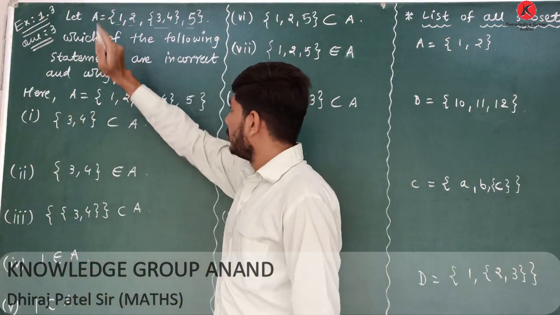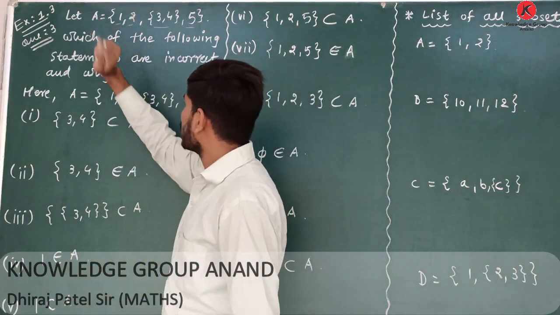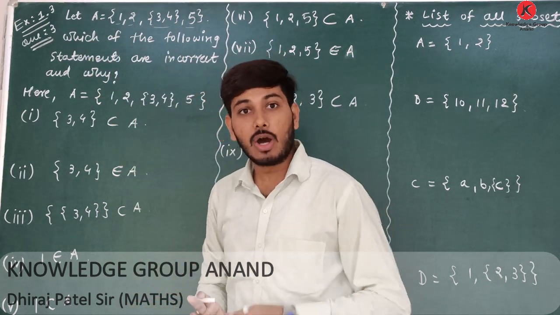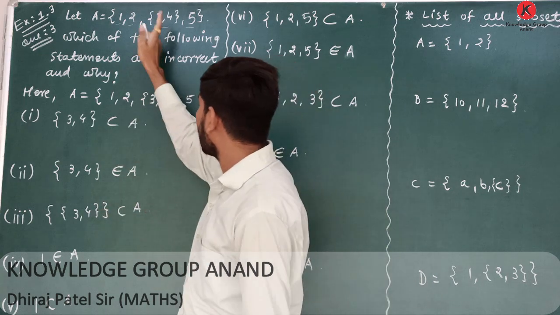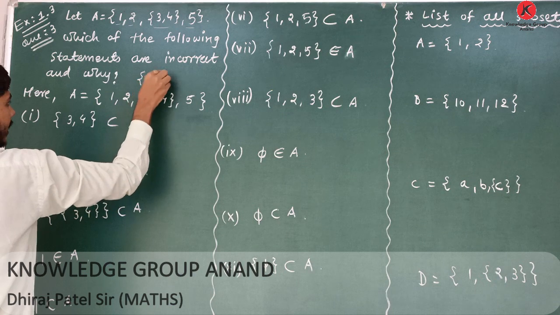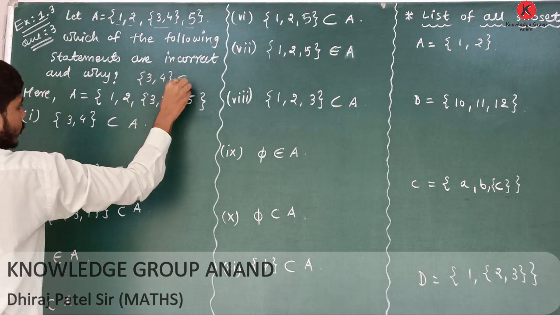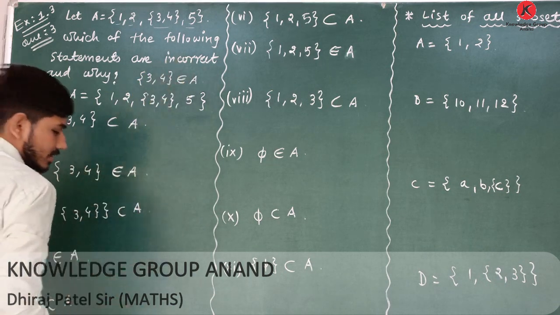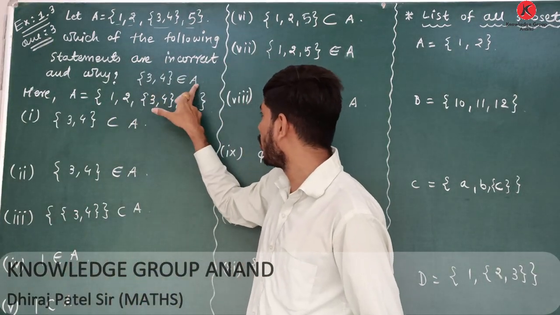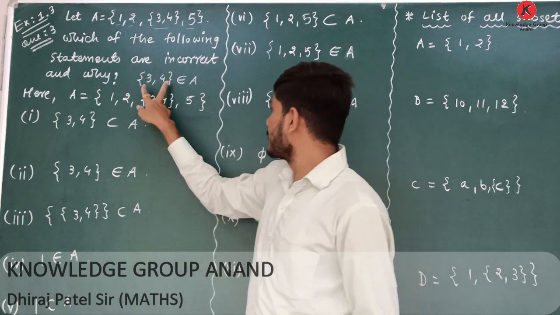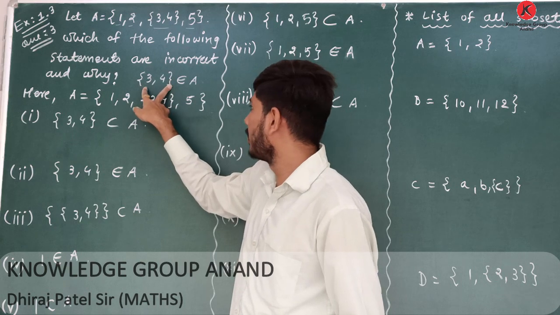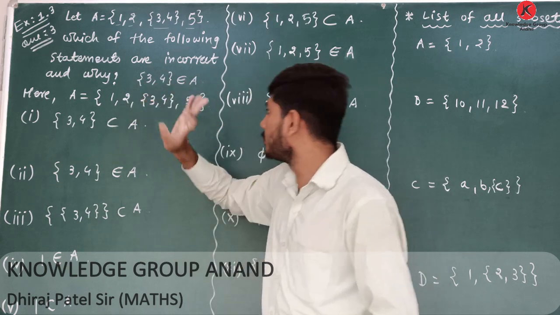Here 1 is the element of set A, 2 is also an element of set A. Curly bracket 3, 4 is the element of set A. Therefore, we can write {3, 4} belongs to set A. Curly bracket 3, 4, this is the element of this set. This is not a set, subset or any set. Okay, this is the element of this set.